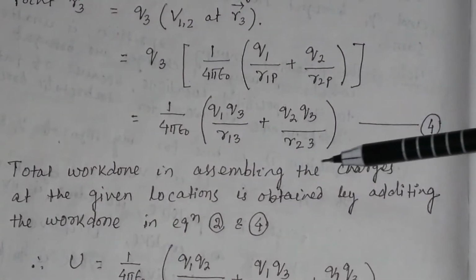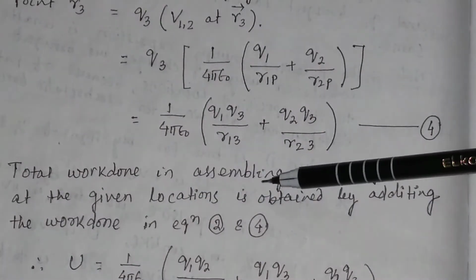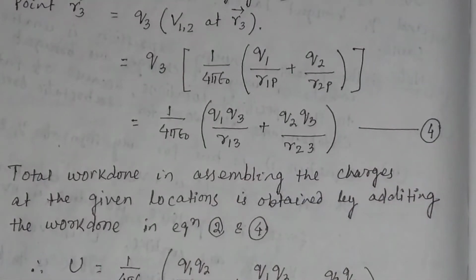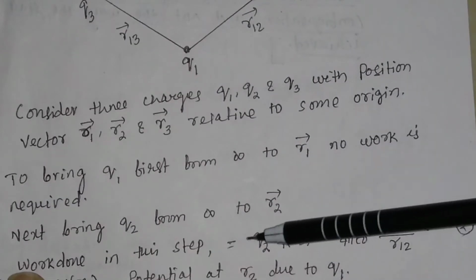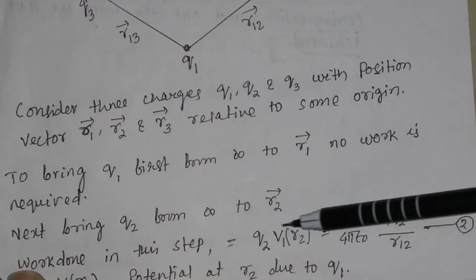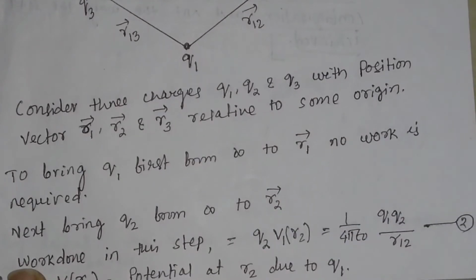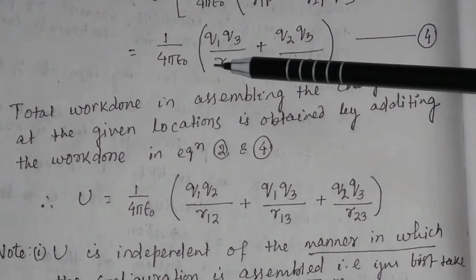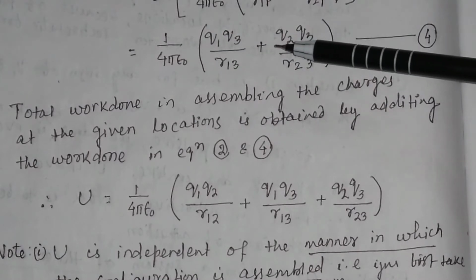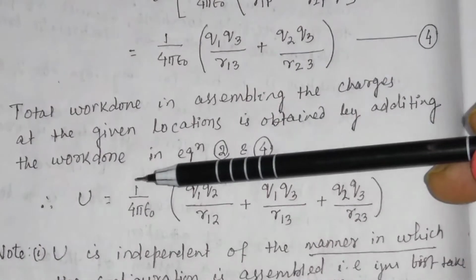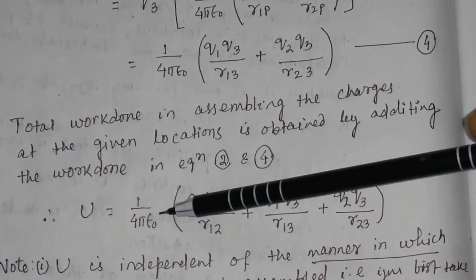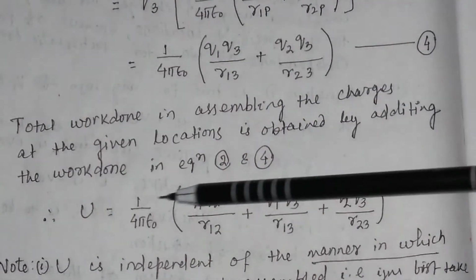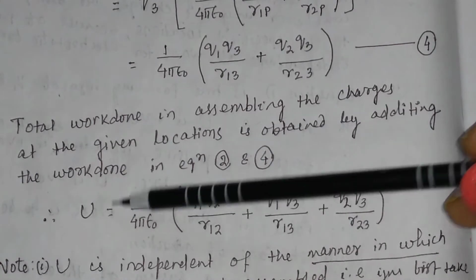So the total work done in assembling the charges at the given locations is obtained by adding the work done in equation 2 and 4. In equation 2 we have got the work done in bringing the charge q2, and in equation 4 we have got the amount of work done in bringing the charge q3 from infinity. So you have to add these two, and the total work done is equal to the potential energy of the system. So U will be equal to this much.